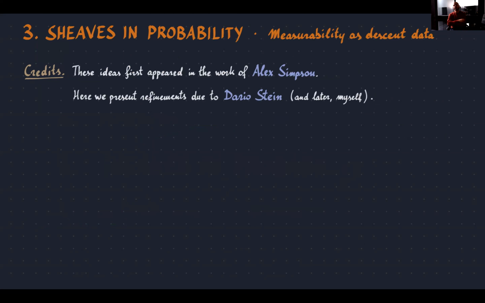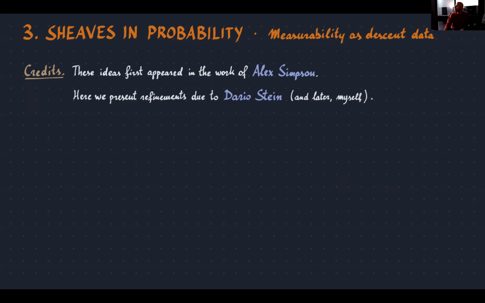First of all, some credits. The idea of doing sheaves of random variables is first due to Alex Simpson. These ideas were then picked up again much later by Dario Stein and by myself. So what we're going to see here is the Dario Stein version, on which I've also worked after Dario. But I was not the first one to put this theory in probability. Alex Simpson was, to the best of my knowledge.